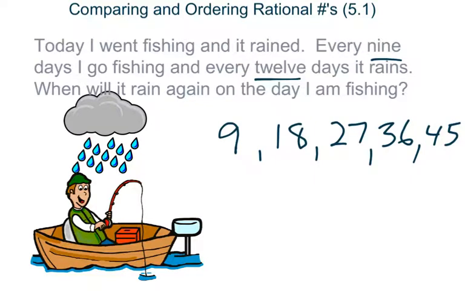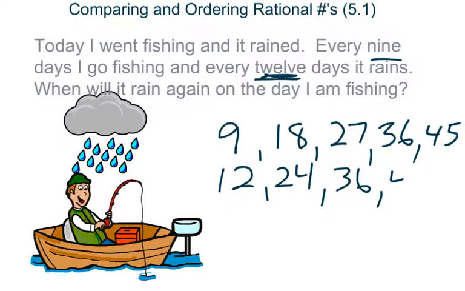And then I'm going to map out all the days for when it rains. Well, there's every 12 days it rains, so there's 12. Add 12 more and I get 24, and then 36, and then 48. But oh wait, I got a match. So that's the first one they had in common.